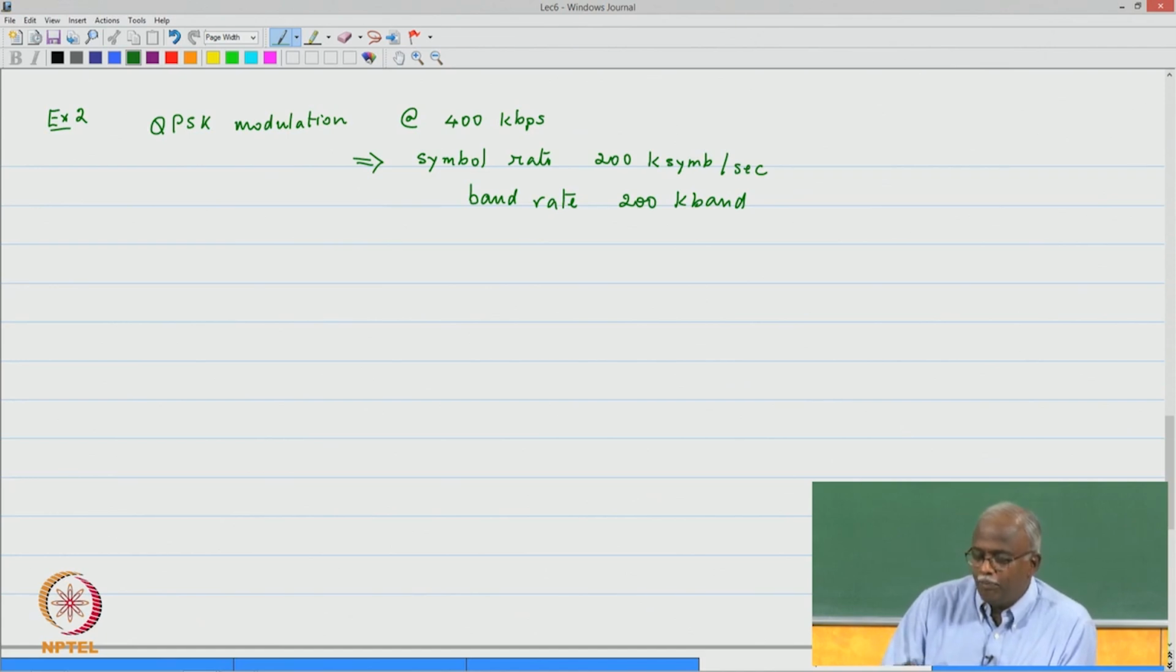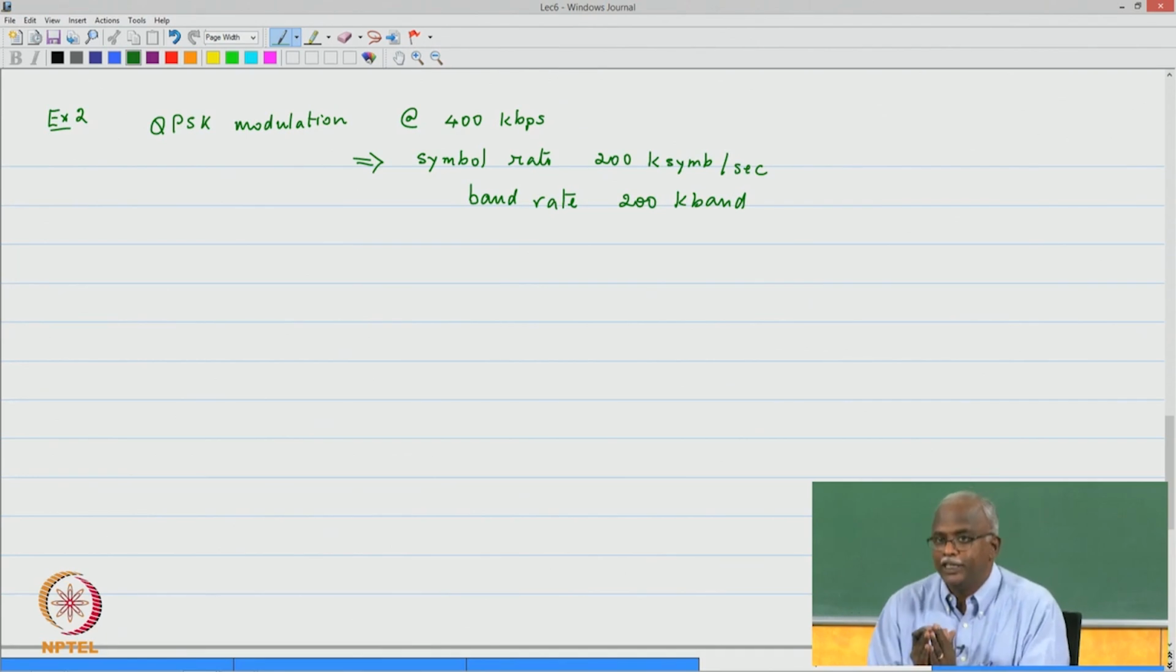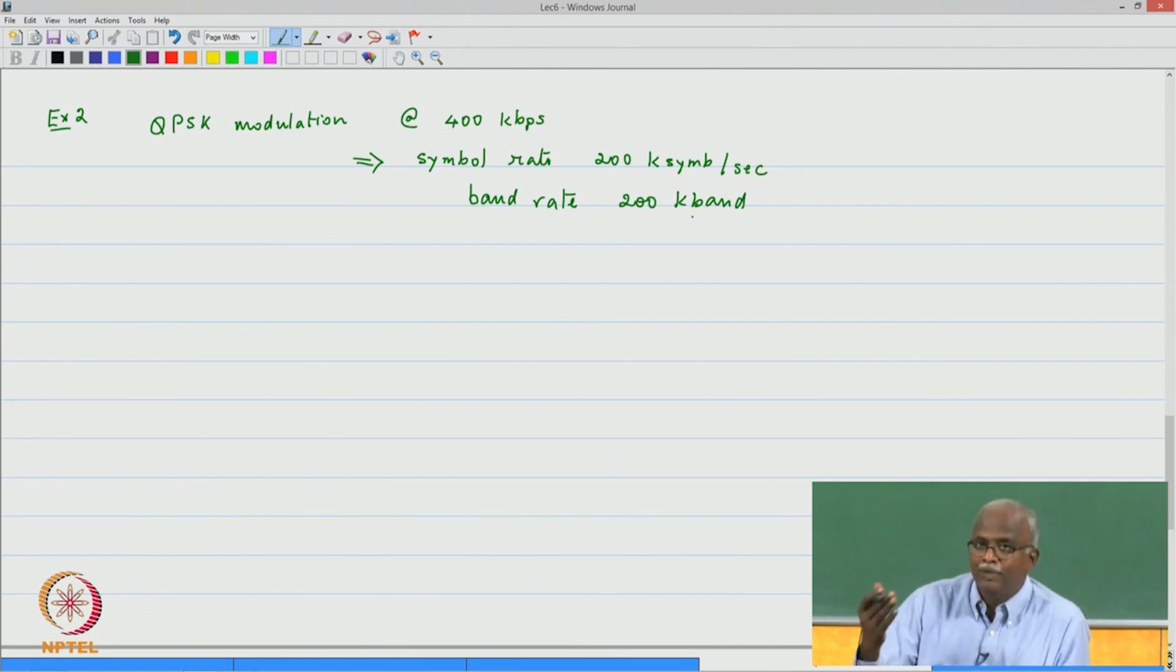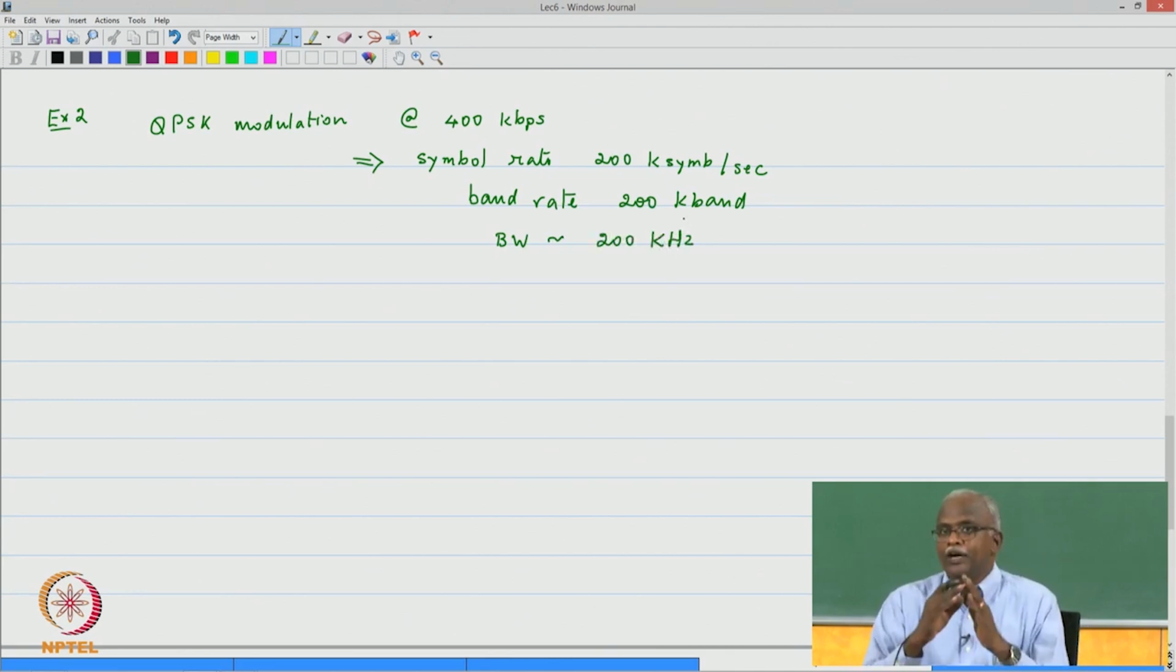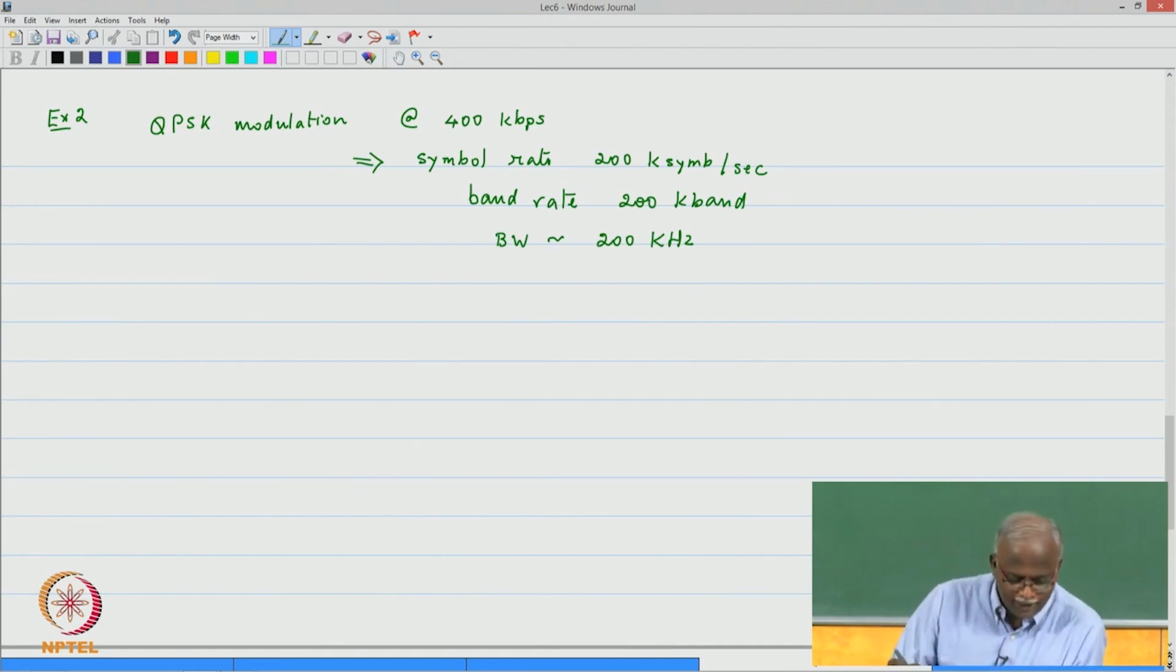One thing that the baud rate always tells us is an estimate of the bandwidth that you would require to transmit the system. So, typically a 200 kilobaud or a 200 kilosymbol transmission would require a bandwidth of the order of 200 kilohertz. So, assuming that you have done proper pulse shaping at the transmitter, then you should be able to fit it in a bandwidth that is of the order of 200 kilohertz.